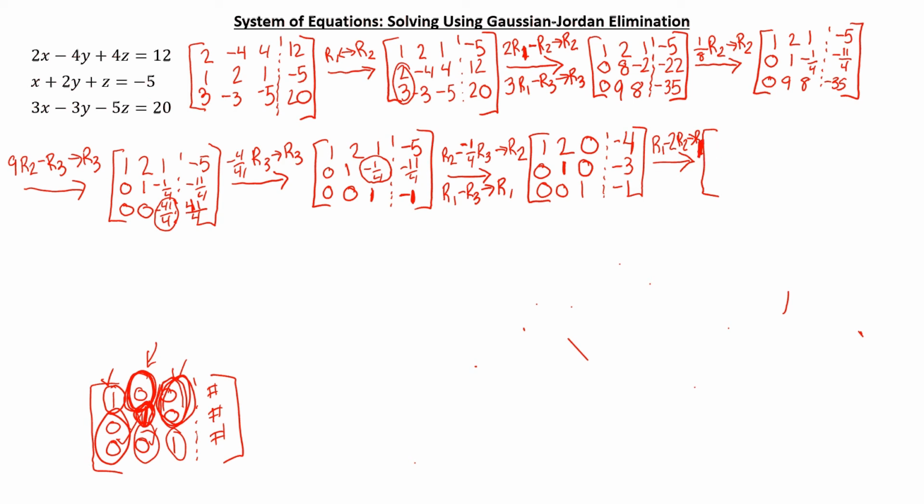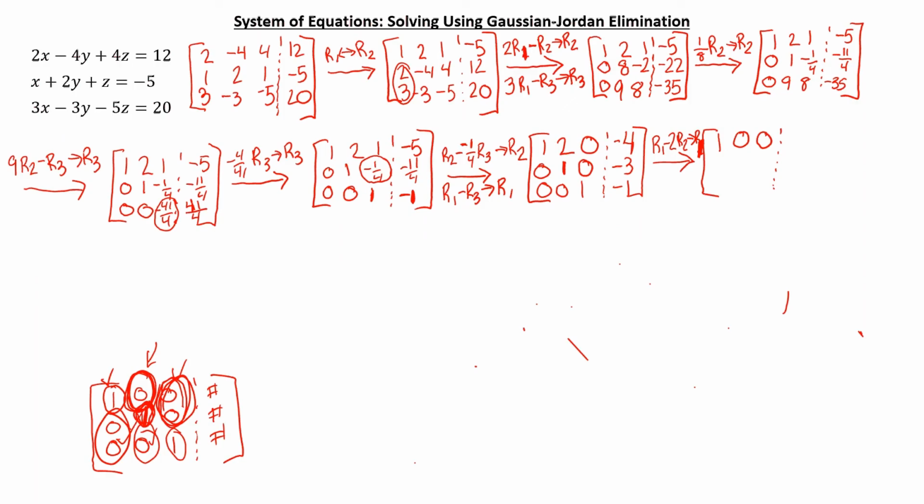So we're going to do 1 minus 0 gives us 1. 2 minus 2 will give us 0. 0 minus 0 gives us 0. And then negative 4 minus 2 times negative 3 gives us 2. And then the second row is going to stay the same, and the third row will remain the same as well.